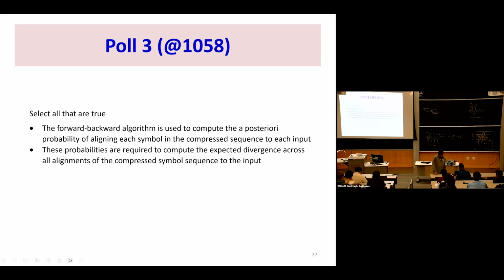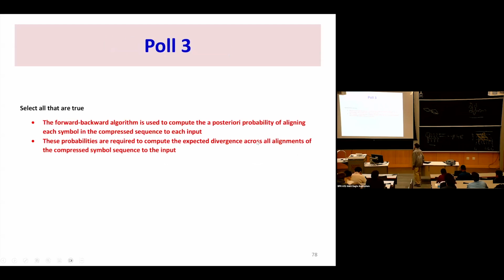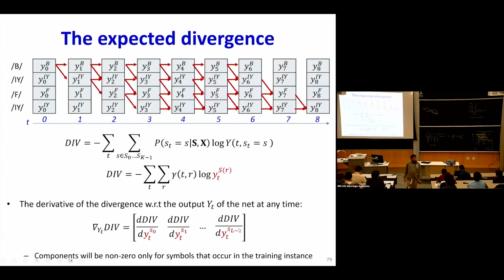Also true, okay. And so the forward-backward algorithm is used to compute the a posteriori probability of aligning each symbol in our compressed reduced sequence to the input. And these are required to compute the expected divergence over all possible alignments. But once you've computed the expected divergence, it's very trivial for me to compute the derivatives of this expected divergence with respect to the output.